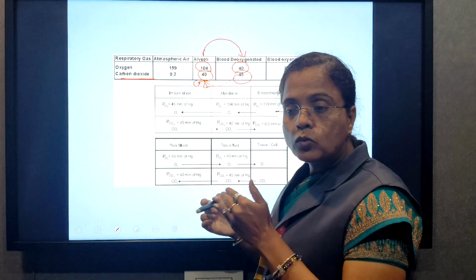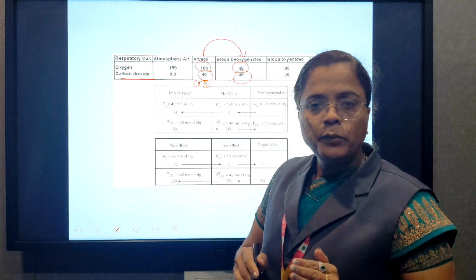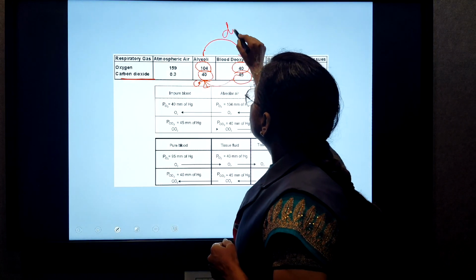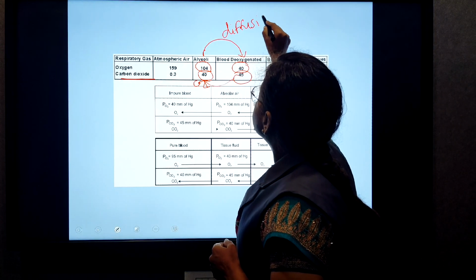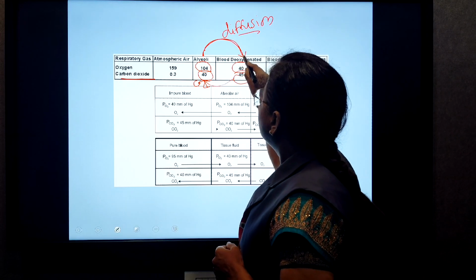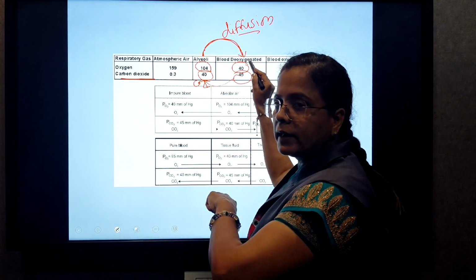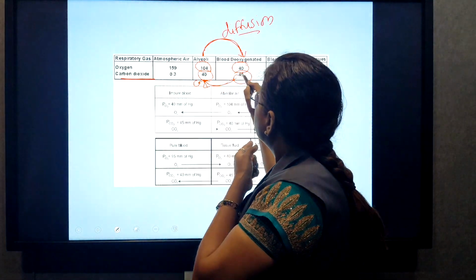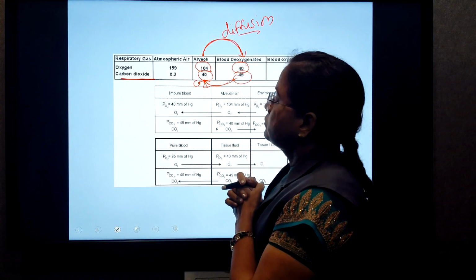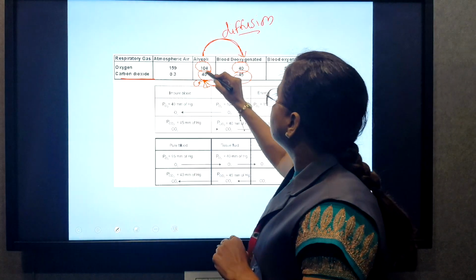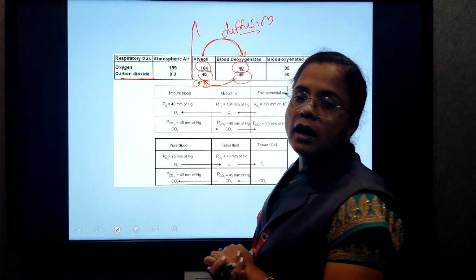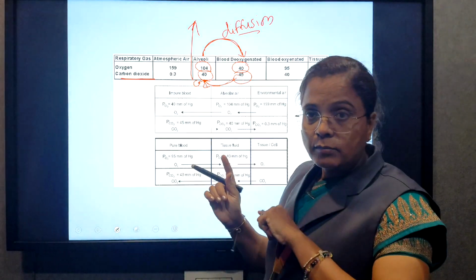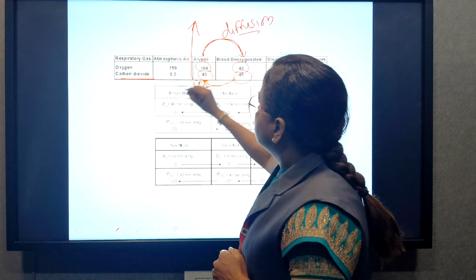So the exchange of O2 and CO2 takes place between the alveoli and blood capillaries by the diffusion process, that is, from high to low. Oxygen comes from the alveoli to the blood capillary, and carbon dioxide goes from the blood capillary to the alveoli, from high to low. CO2 comes into the alveoli, and from the alveoli it is expelled out in the expiration process. Carbon dioxide is released outside.